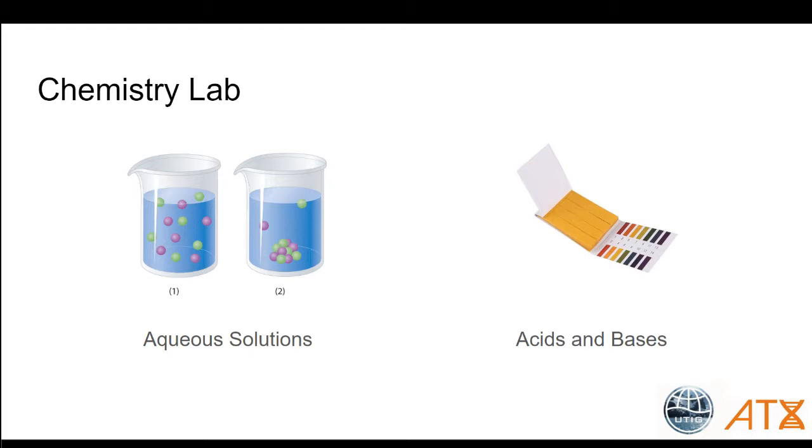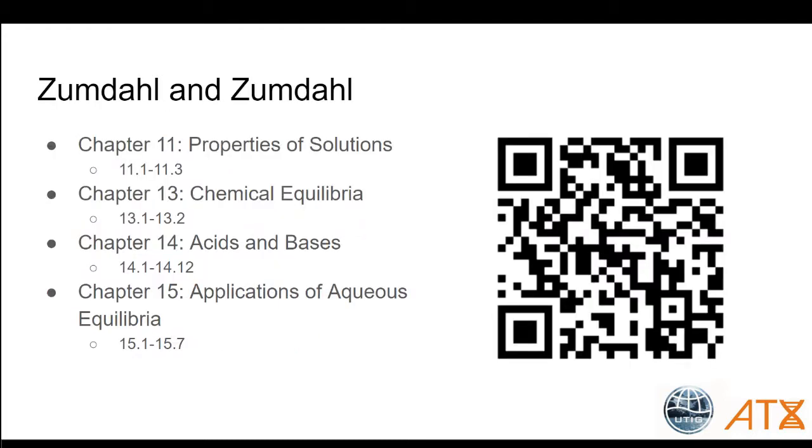So yeah, we recommend reading these chapters in a textbook called Zumdahl and Zumdahl. It's the standard AP chemistry textbook for the entire nation, basically. It's a really good way to digest the information. It's pretty accessible. It's beginner and intermediate level. So we recommend these 4 chapters.